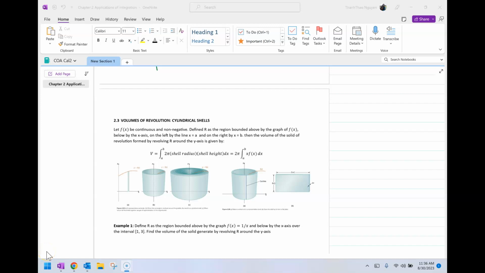Volume of revolution, cylindrical shell. Earlier we calculated the volume by first calculating the area of the region, and then we rotated it about the x-axis or the y-axis or whatever axis of rotation that we have. Here the idea is that if we are given a function f, we will calculate the volume layer by layer. So what do I mean by that?